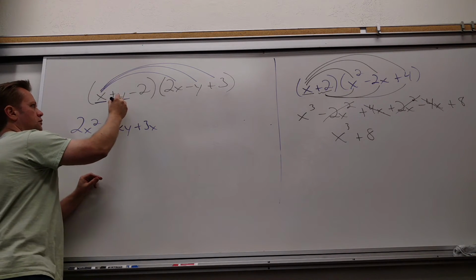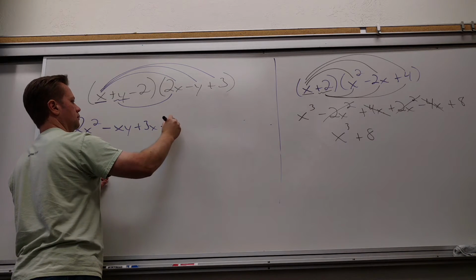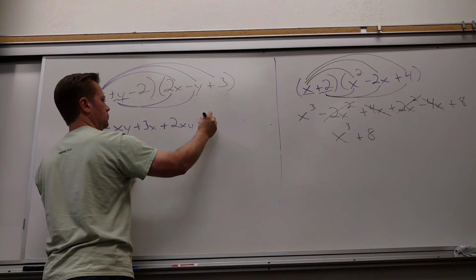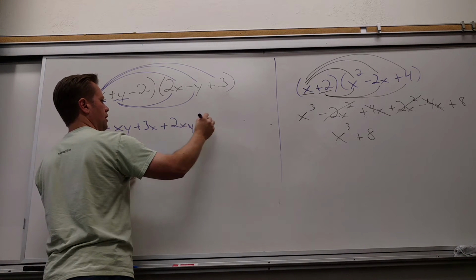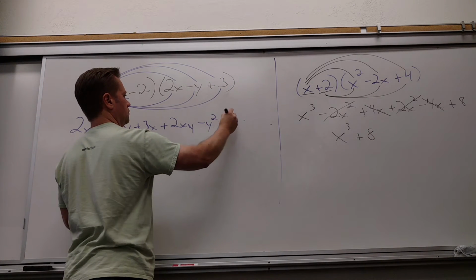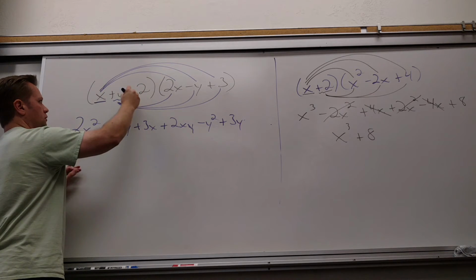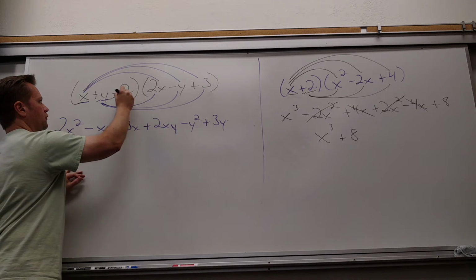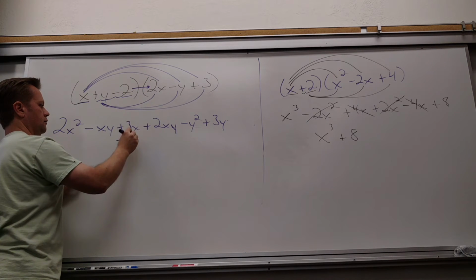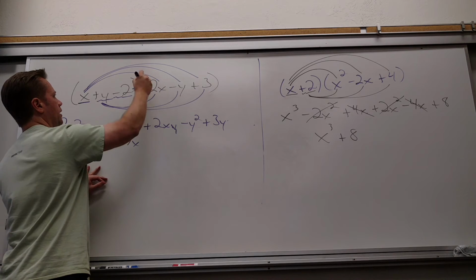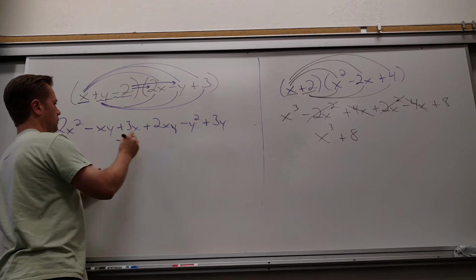Then the y gets a turn. So plus y times 2x. 2xy. Y times negative y. Negative y squared. And y times 3. 3y. Alright. And then the negative 2 gets a turn. Negative 4x. I'm going to put it down here. You see what I did right there? You could actually do that always. Line up your like terms. I just ran out of room. Negative 2 times negative y plus 2y.